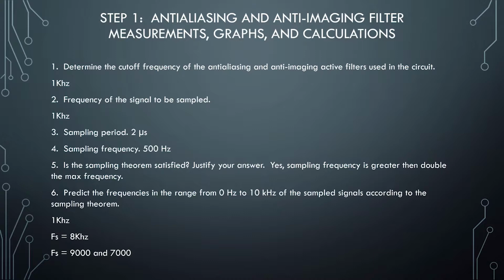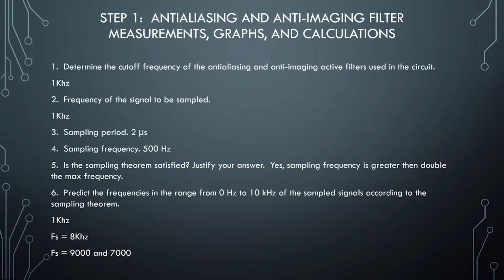Here in slide number 5, we have some questions that were answered while building the circuit. We have determined the cutoff frequency of the circuit was 1 kHz. The frequency of the signal to be sampled in this case was the same 1 kHz. And the sampling period was 2 milliseconds. The sampling frequency was 500 Hz.